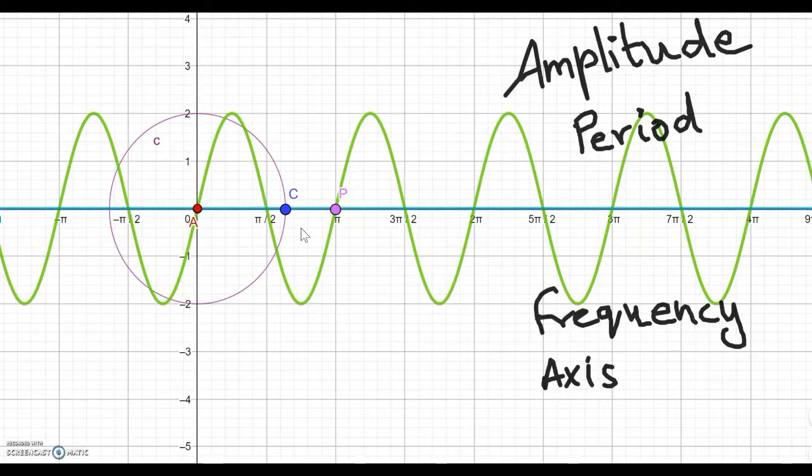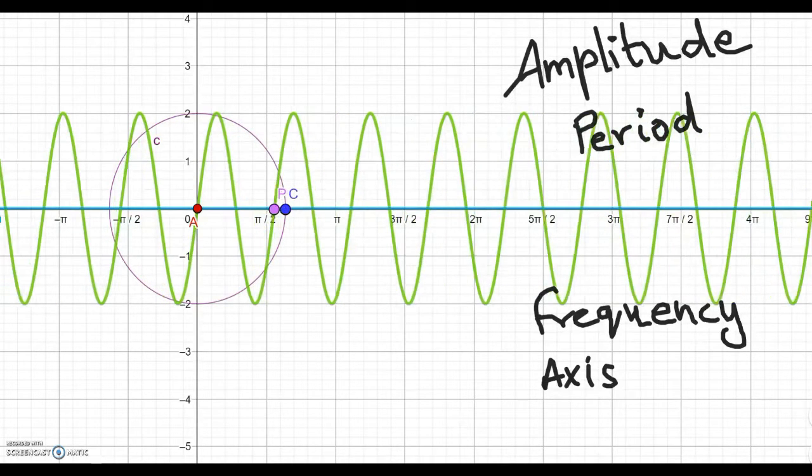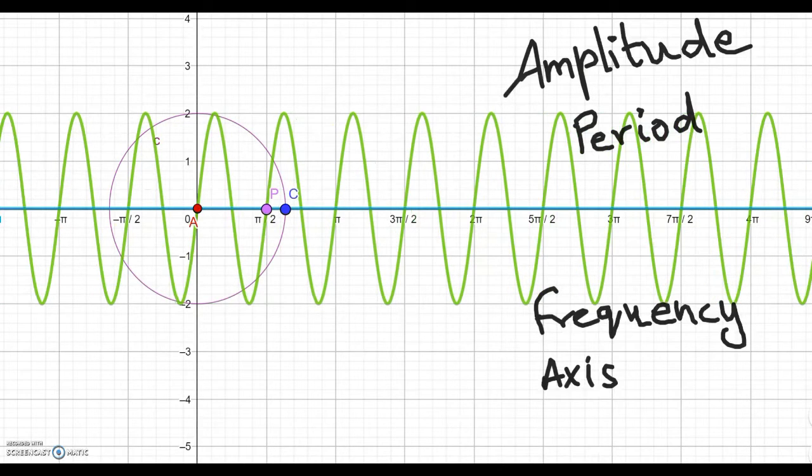So as the frequency changes, the period also changes. We had 2 cycles per 2 pi, which means the frequency here is 2, and therefore the period is pi, which is half of 2 pi. Now if I change the frequency to say 4, now you have 4 full cycles until 2 pi.